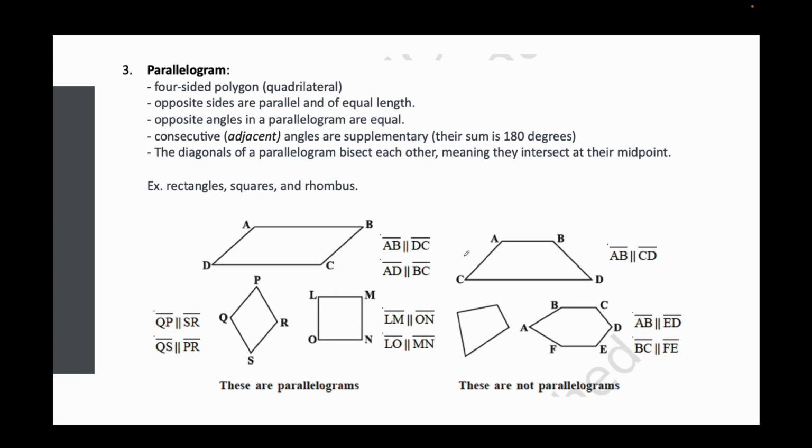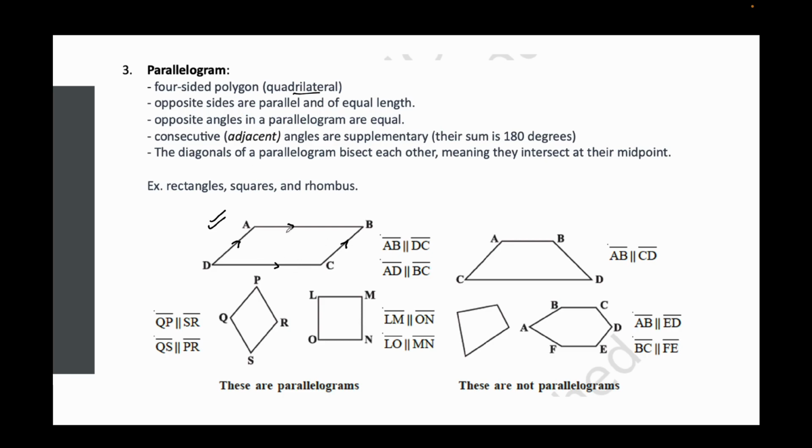Next we have the parallelogram. So this has an interesting property. This is a quadrilateral, a 4-sided polygon. Here opposite sides are parallel and of equal length. So you will see this particular figure many times, where this is parallel to this, and these are of equal lengths. These are parallel and these are of equal length.